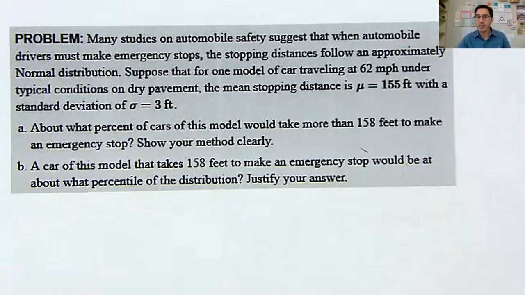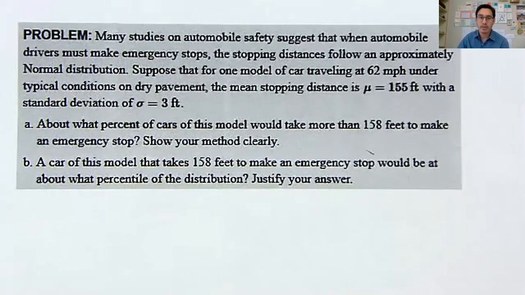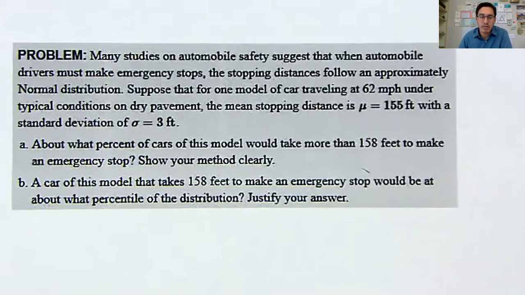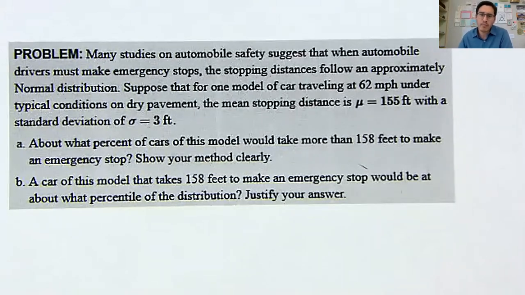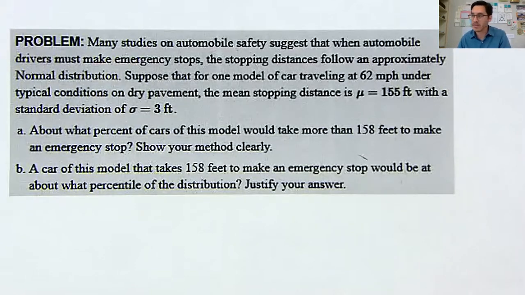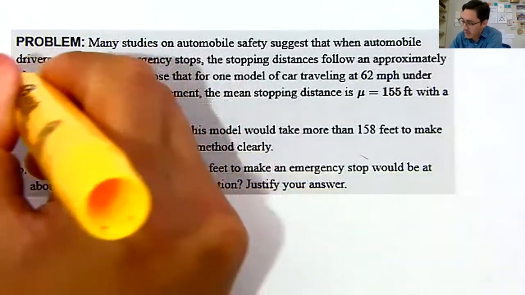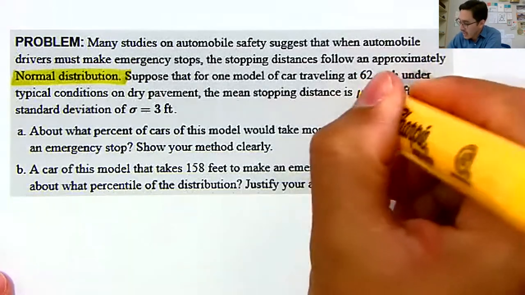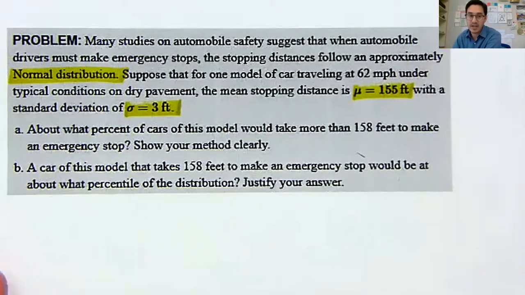All right. So many studies on automobile safety suggest that when automobile drivers must make emergency stops, the stopping distances follow an approximately normal distribution. Suppose that for one model of car traveling at 62 miles per hour, under typical conditions of dry pavement, the mean stopping distance is mu equals 155 feet with a standard deviation of sigma equals 3 feet. All right, so what's important in that introduction? First of all, they're telling us that we can model this with a normal distribution, and they provide the mean and they provide the standard deviation.